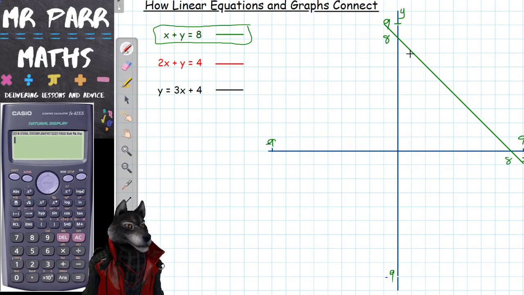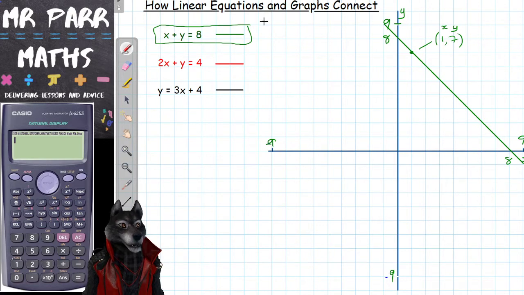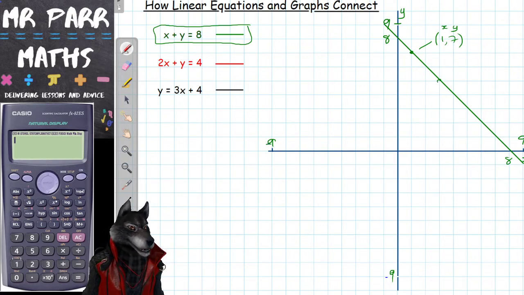And we can even prove this. If I take the coordinates of this point here, it has the coordinates of 1, 7. So the x value is 1, the y value is 7. If I substitute them into this, 1 plus 7 is 8. It works. Let's pick another point. This has coordinates 3 and 1, 2, 3, 4, 5. 3 add 5, 8. So it works. You can pick any two points.